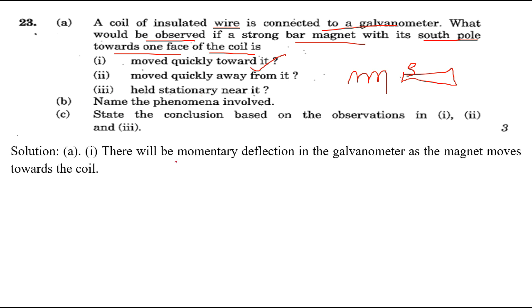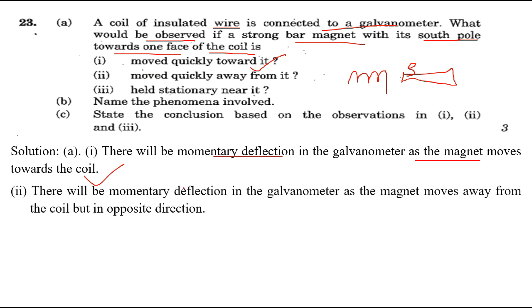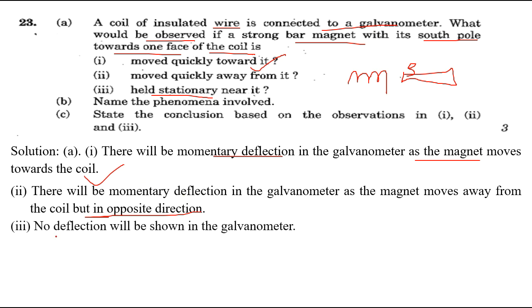See what we will write. There will be a momentary deflection in the galvanometer as the magnet moves towards the coil. This will be the answer of the first part. In the second part, it says moved away from the coil. So again we write, there will be a momentary deflection in the galvanometer as the magnet moves away from the coil, but in the opposite direction. This is very important, you have to write in the opposite direction, because when you take it away from the coil, the galvanometer will show deflection in the opposite direction. And the third part says held stationary near it. If it is held stationary near the coil, no deflection will be shown in the galvanometer. This will be the answer of the third part.